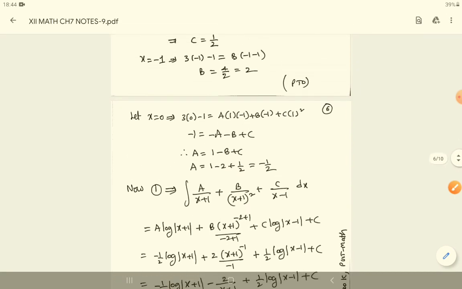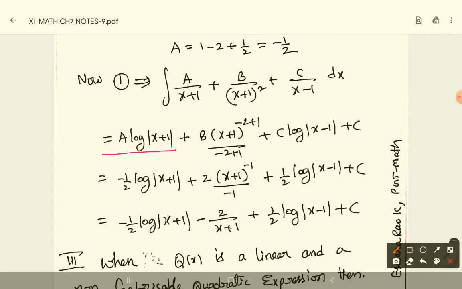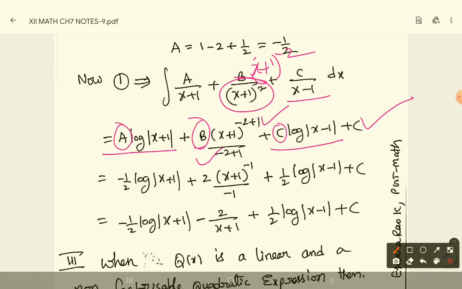Look, the integration of this one is A log mod (x plus 1) plus B, it is (x plus 1) whole power minus 2, as it is in the denominator, I can write it as (x plus 1) whole power minus 2. So minus 2 plus 1 by minus 2 plus 1, using the n plus 1 by n plus 1 formula. And the third one is C log mod (x minus 1) plus c. Now ABC values, you can substitute what you found. This c is the integral constant. Okay, then finally you will reach the answer. This is of type 2, when repeated linear factors are there, we do it in this method.